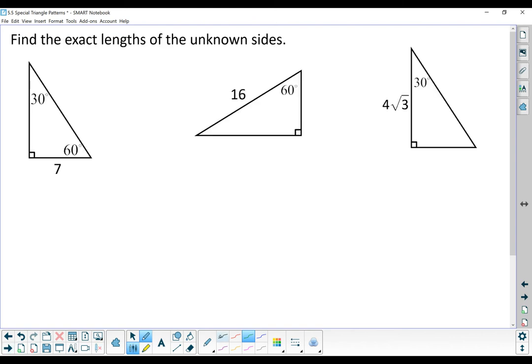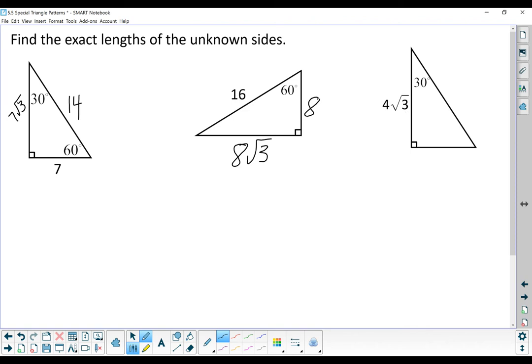So in this first triangle, I know the short leg is 7. That means the hypotenuse is twice that, so the hypotenuse is 14. The long leg would be 7 root 3. On this next triangle, the hypotenuse is 16, so the short leg is going to be half of that. We're going to divide by 2 to get 8, and then the long leg would be 8 root 3.